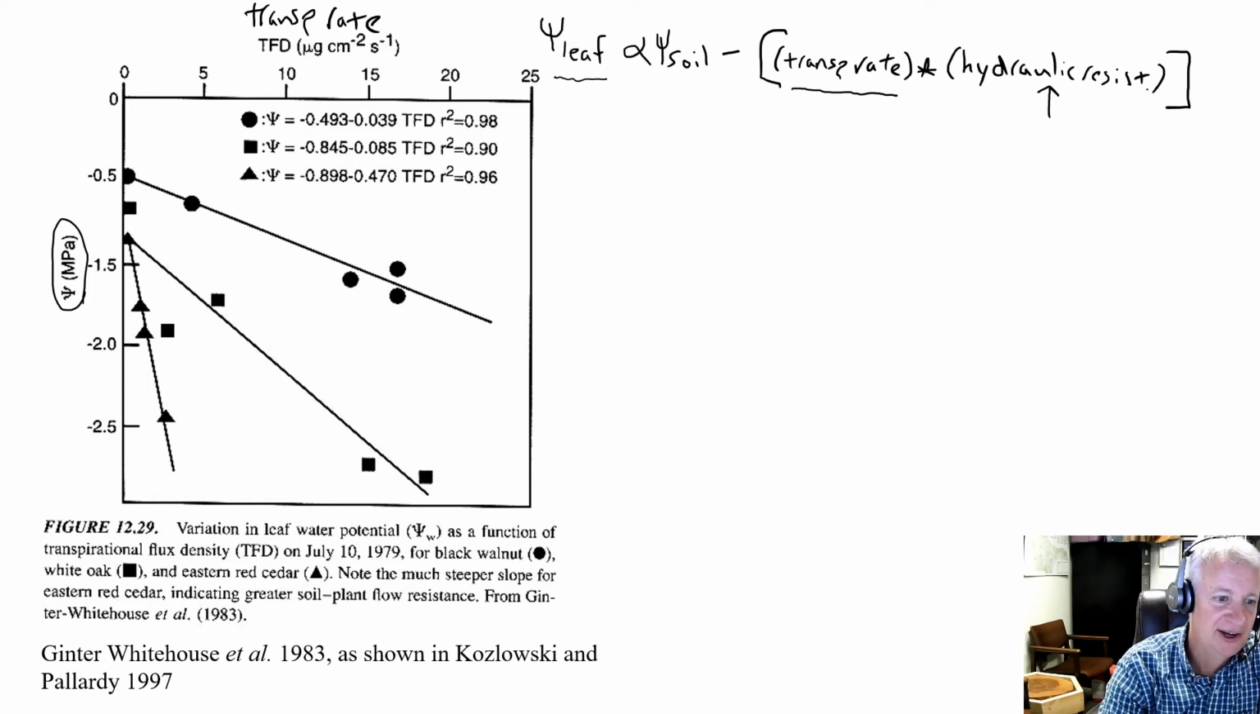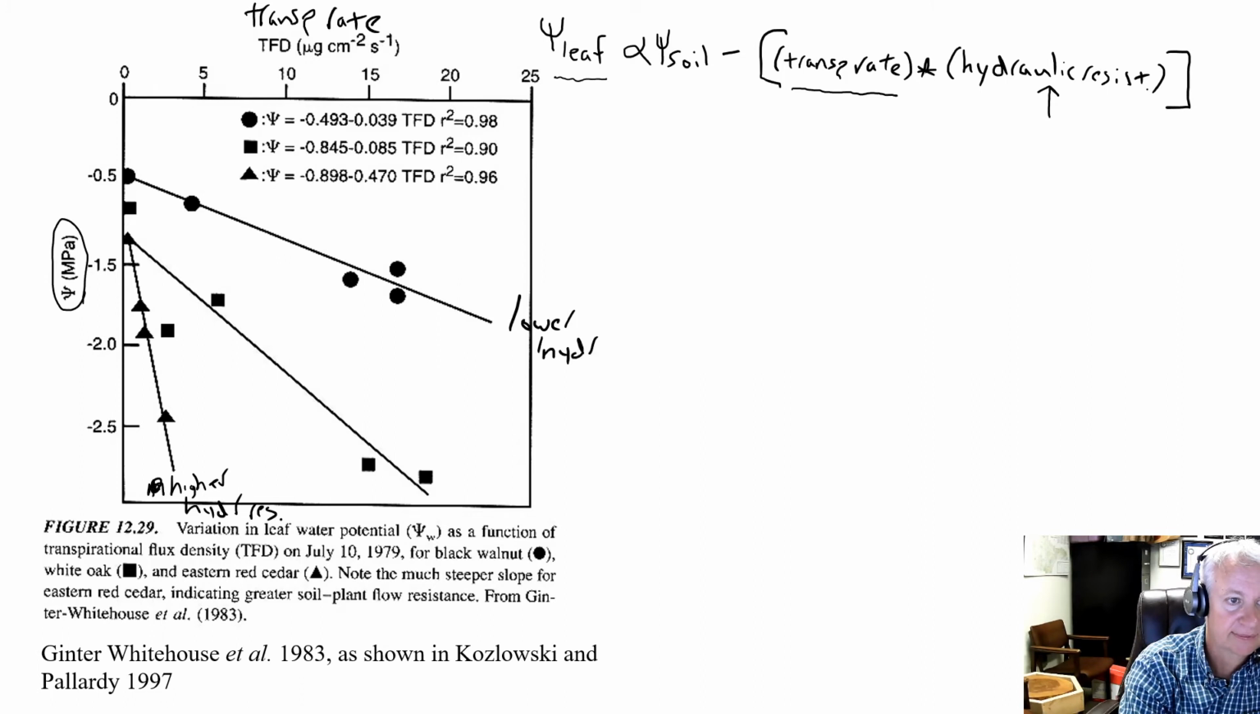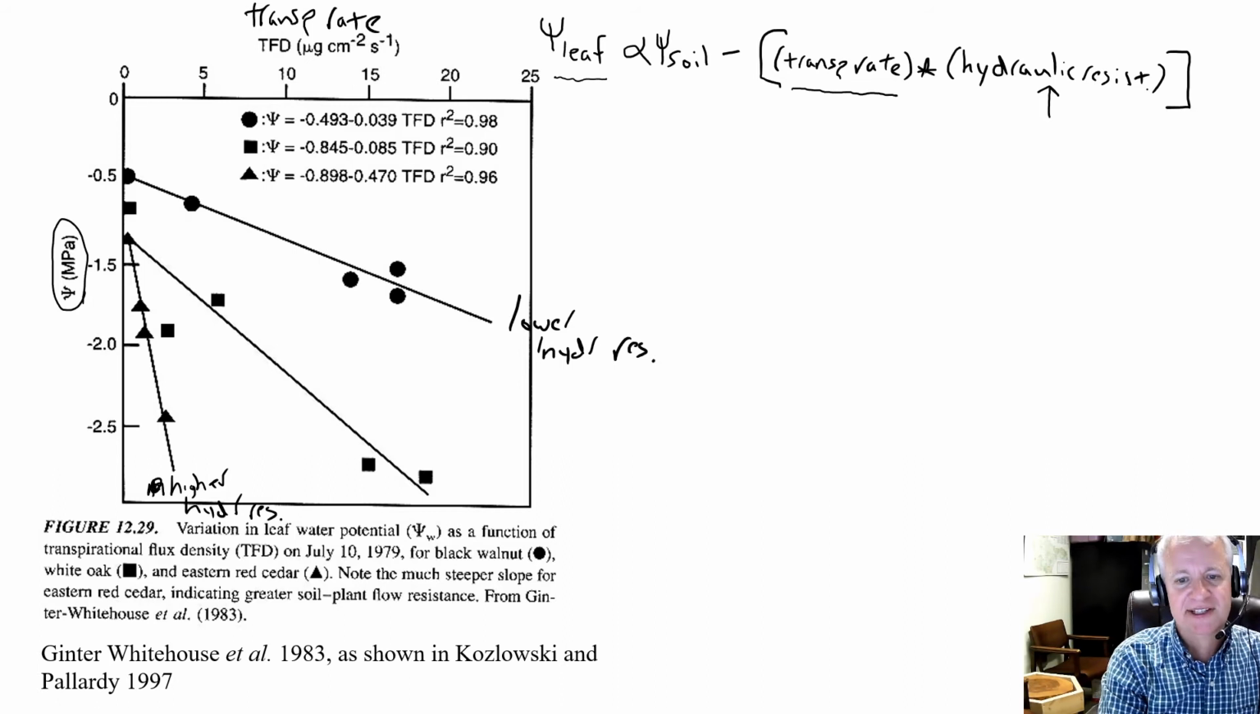Okay, so the eastern red cedar has a higher hydraulic resistance. And in this case, the black walnut has a lower hydraulic resistance. Okay. Well, what about the soil water potential in the equation?